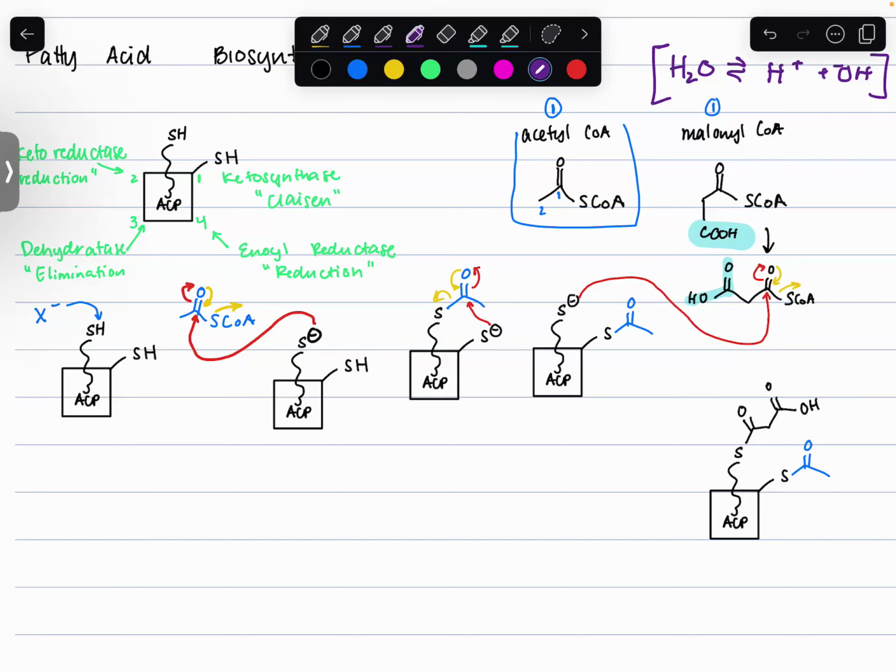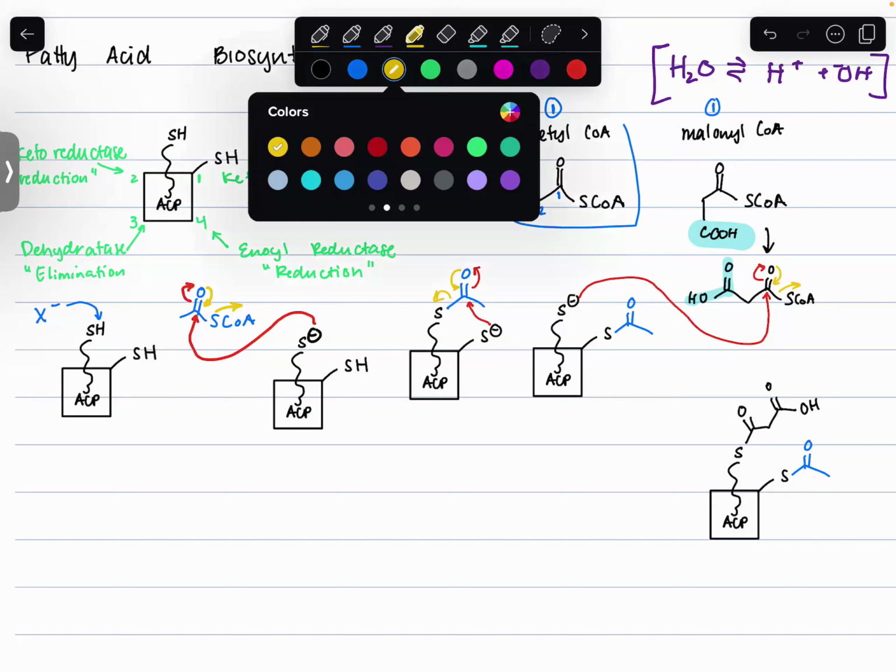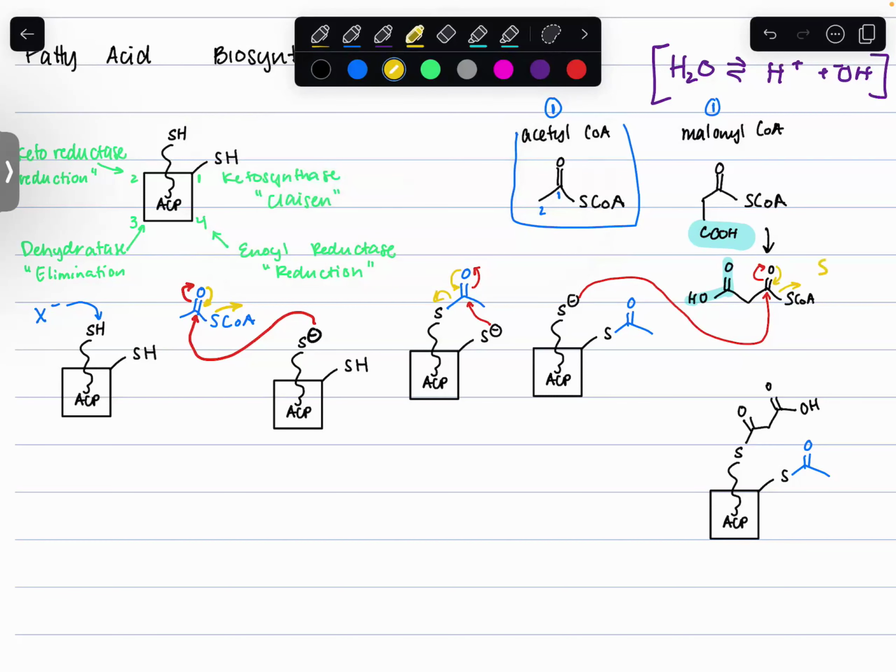Yeah, so it's basically leaving as S for A minus. And the reason the red and the yellow are different colors is because they're technically different steps, because you have that tetrahedral intermediate formed and then you have it falling apart. But for the sake of space and time, I'm just condensing them into one step.